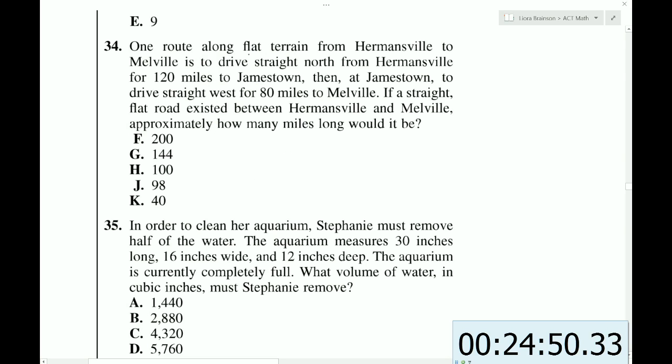All right, one route along flat terrain from Hermansville to Melville is to drive straight north 120 miles, and then to drive west for 80 miles. Okay. If a straight road existed, how long would it be? So we need to figure out this distance here. All right, so this might be a Pythagorean triple.